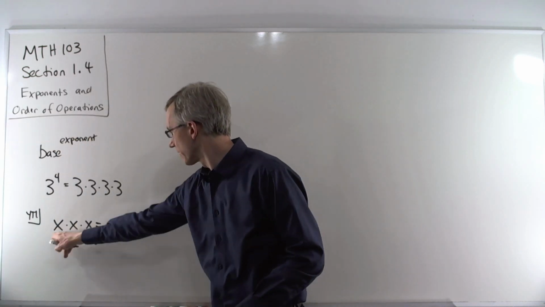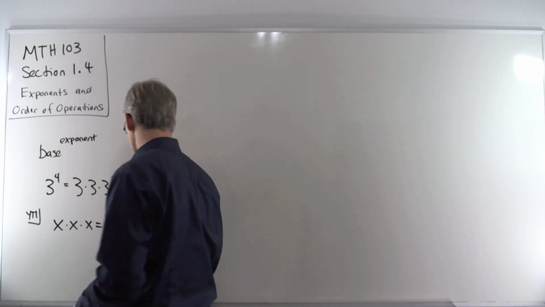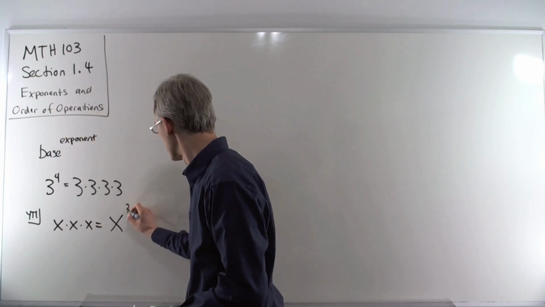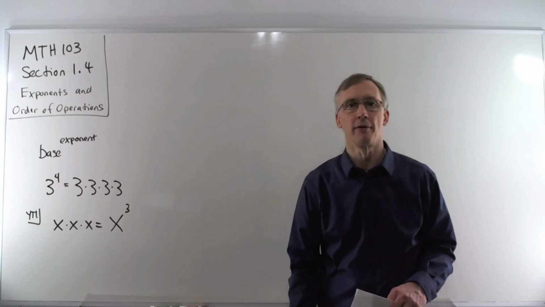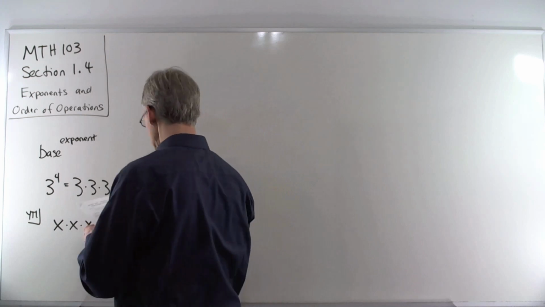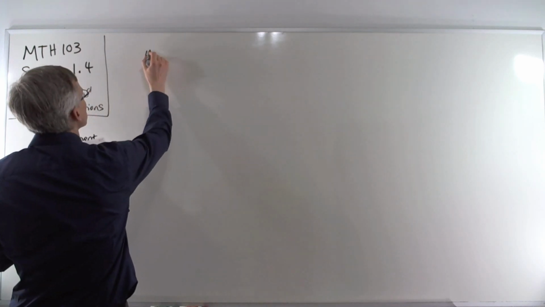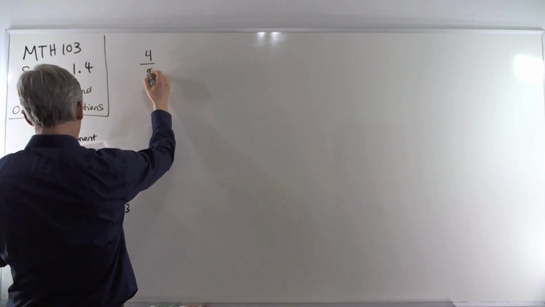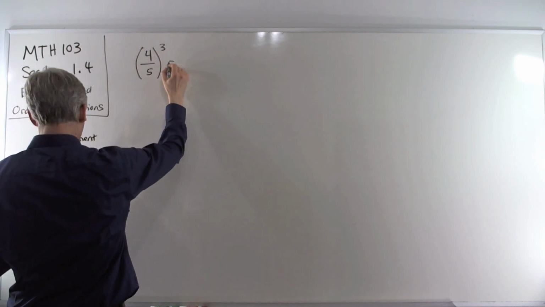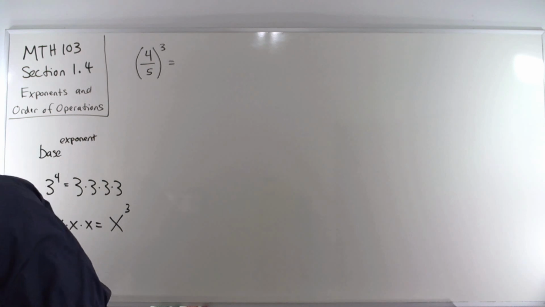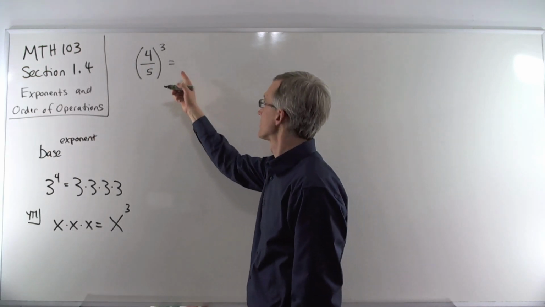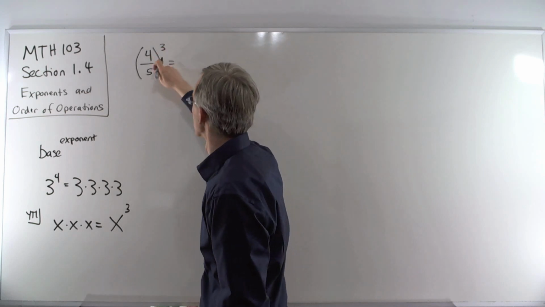Your turn number 1, we've got x's being multiplied repeatedly, so that's the base. And x appears 3 times, so the exponent is 3. X to the 3rd power. And we can also apply exponents to fractions. So 4/5 to the 3rd power, this represents repeated multiplication of the fraction 4/5.